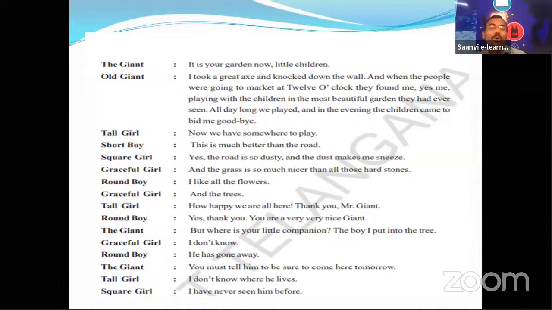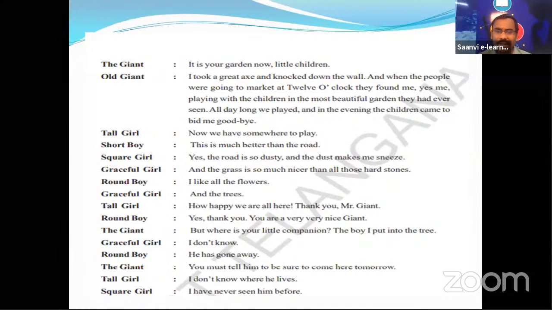And when the people were going to market at 12 o'clock, they found me, they saw me, yes, me, playing with the children in the most beautiful garden they had ever seen. So the giant had changed his character. He started playing with the children in the most beautiful garden.